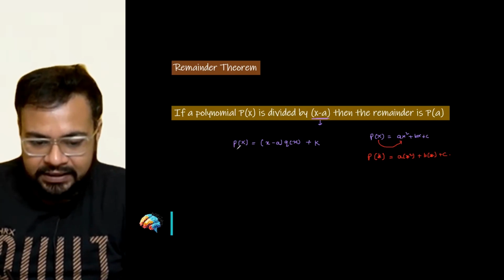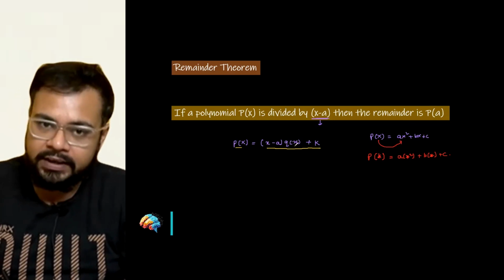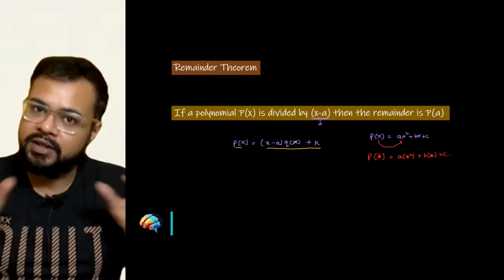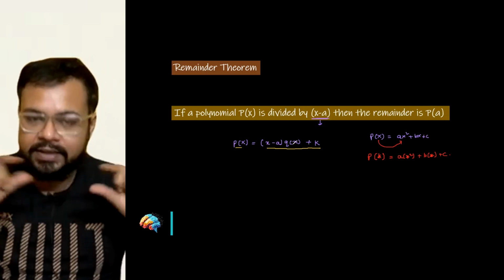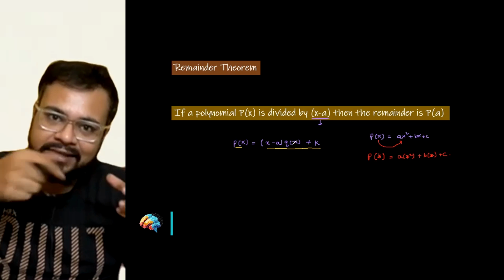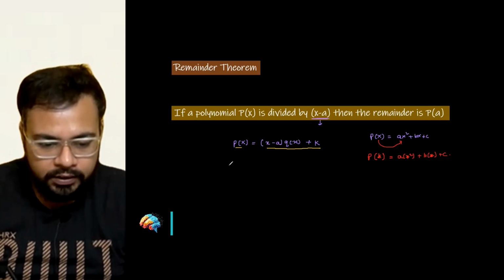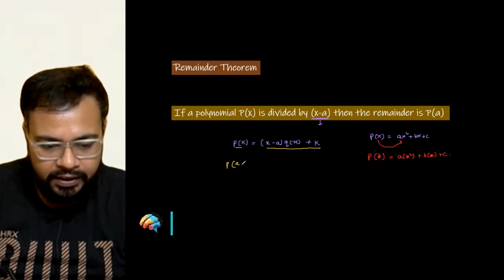This P(x) is represented by this expression. I don't know what this Q(x) is, whatever it is, it has a polynomial expression. Q(x) is also a polynomial, right? So it has a polynomial expression. Whatever there is, that x will be substituted by a. Okay, so let's see. Let's put a in place of x.